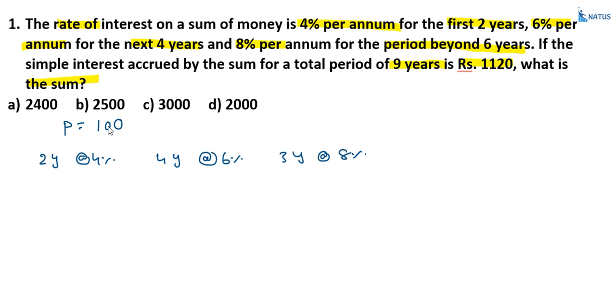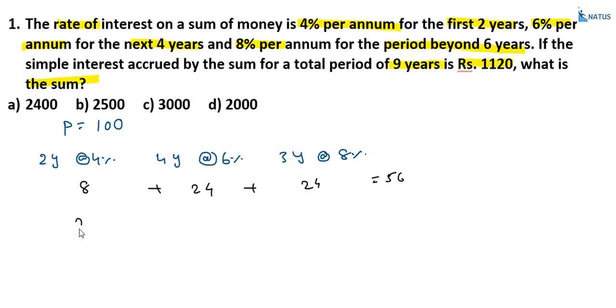Suppose principal is equal to 100. 1 year is 4 rupees, 2 years is 8 rupees. For 6% per annum, per year 6 rupees, 4 years is 24 rupees. Next 8%, per year 8 rupees, 3 years is 24 rupees. Now what is the sum? That is 8 plus 24 plus 24, which is 56 rupees.